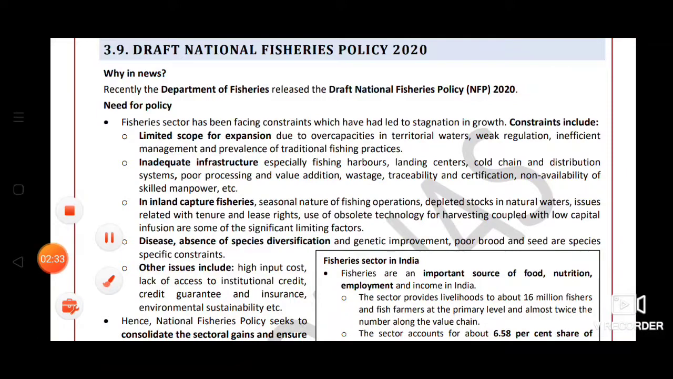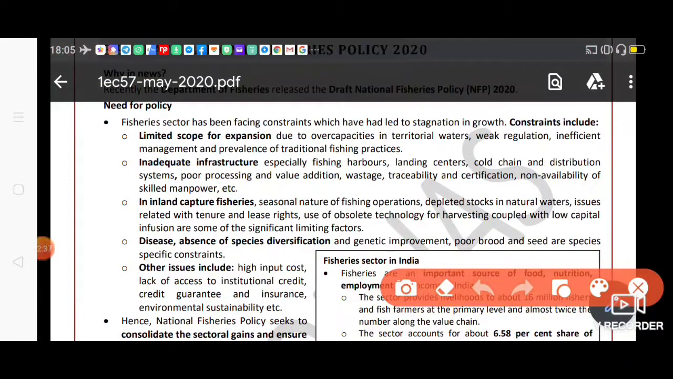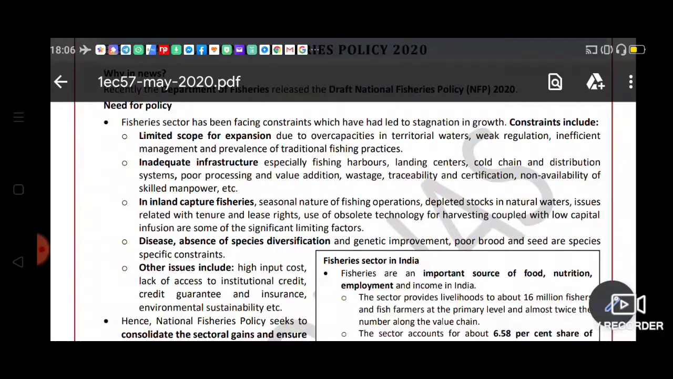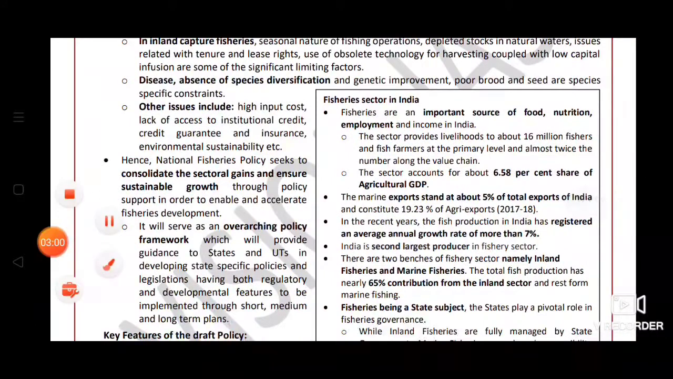So these are all the problems which are faced by the fisheries. If the question comes, please be ready. So: limited scope for expansion, infrastructure, issues related with inland capture, diseases, others which mostly include finance and insurance, and environment sustainability. So why is this fishing sector so important in India? Let's see the importance of the fishing sector.